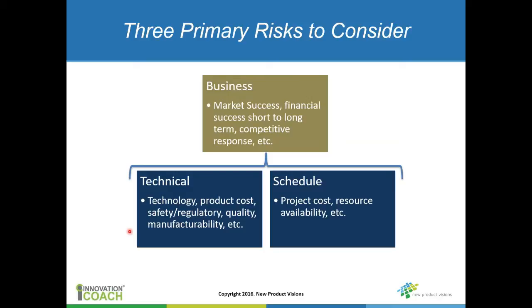When we think about risk in the context of new product development, there are really three primary categories that we have to consider. First is the overall risk to the business of undertaking the development in the first place, and that includes multiple factors, including the risk of market success. In other words, when we come to the market with the product, will it actually be successful? Of course, part of that is financial success, both in the short term and the long term, and even things like competitive response. How will the competitors respond to the new product? So there are several factors.